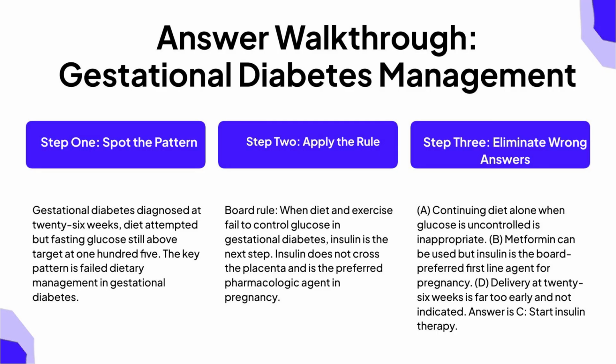Answer B, metformin, is used in practice, but insulin remains the board-preferred answer for pregnancy. Answer D, delivery at 26 weeks, is dangerously premature and not indicated for glucose control. The correct answer is C, start insulin therapy.